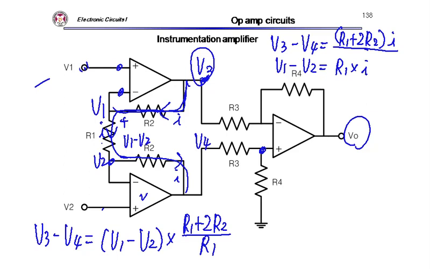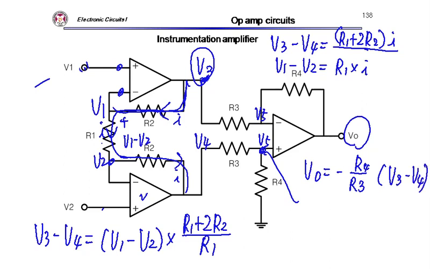So what's this voltage? This is V5, right? This voltage you can find easily. It is R4 over R3 times (V3 minus V4), so you can calculate it: R1 over (R1 plus 2R2) times R4 over R3. Is it negative? Yes, this is negative, right?